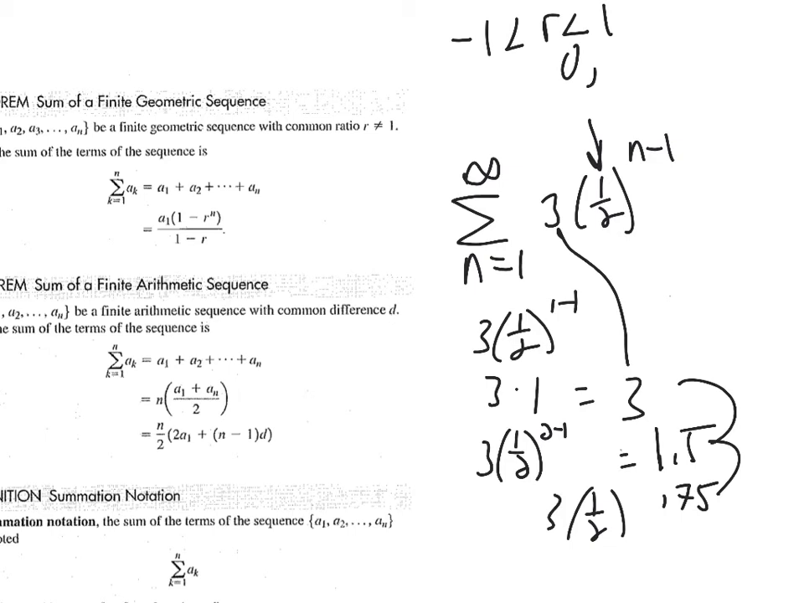In the case of r being negative, it's going to bounce back and forth between positives and negatives. But either way, it's going to get closer and closer and closer to 0. This is going to converge. It'll converge on a value, and if it'll converge on a value, you can find the infinite sum.